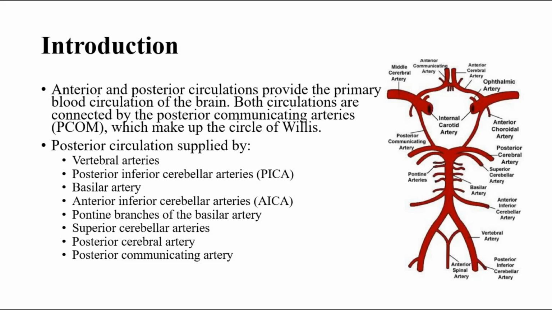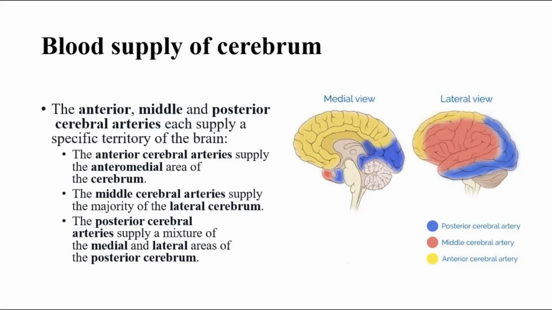Posterior circulation is supplied by the vertebral arteries, posterior inferior cerebellar arteries, basilar artery, anterior inferior cerebellar arteries, pontine branches of the basilar artery, superior cerebellar arteries, posterior cerebral artery, and posterior communicating artery. The anterior, middle and posterior cerebral arteries each supply a specific territory of the brain.